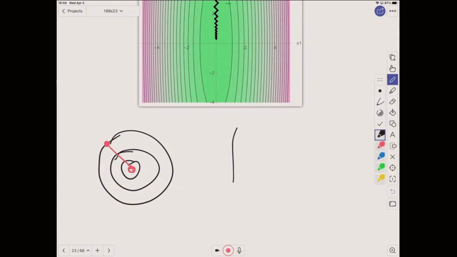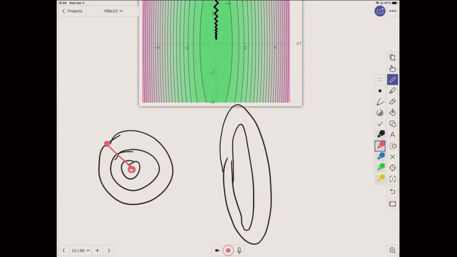Whereas by contrast, if you have these oblong isocontours, and suppose you're standing right here, which way does your gradient point? It points this way. That's not even close to pointing towards the center of the ellipse. And in higher dimensions, this just gets a lot worse.